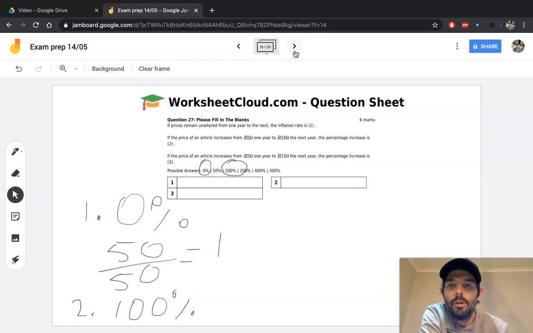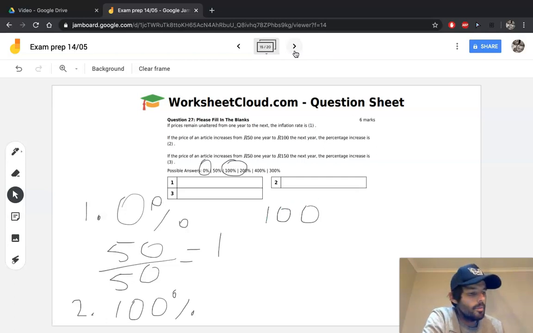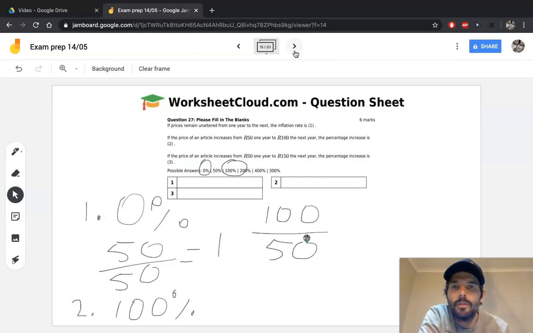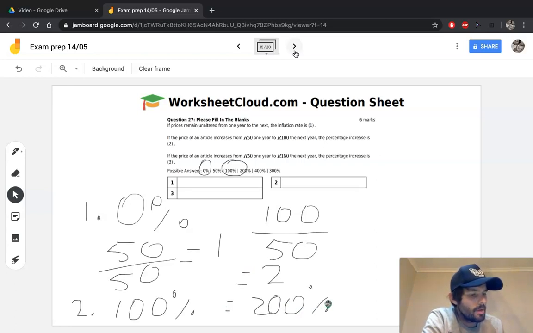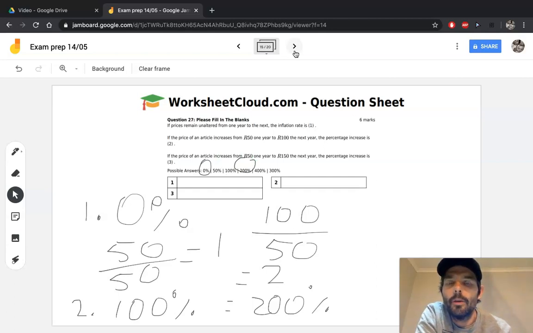Then for the third part, if the price of an article increases from 50 one year to 150 the next year, the percentage increase is, and we do the same thing. It's increased by 100 Rand, from 50 to 150. We put it over the original amount, which is 50 Rand. We know that's equal to 2, so therefore that is 200%. So number 3 is going to be 200%, and there it is on your screen.